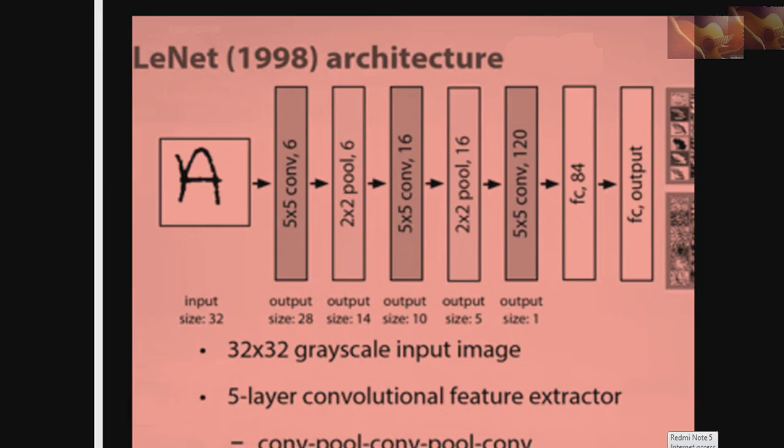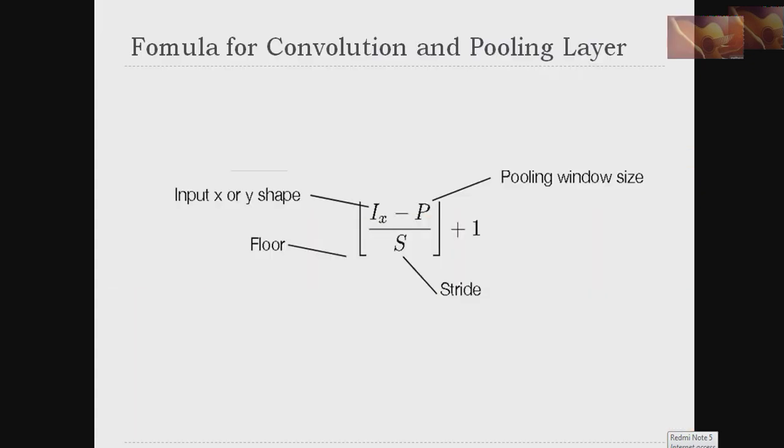14 minus 5 is 9, by 1 plus 1 is 10, and then if we apply the pooling layer on 10 minus 2 is 8, by 1... I think 8 by 2, maybe they are using a stride of 2 in the pooling layer. 8 by 2 is 4, plus 1 is 5, size is 5.